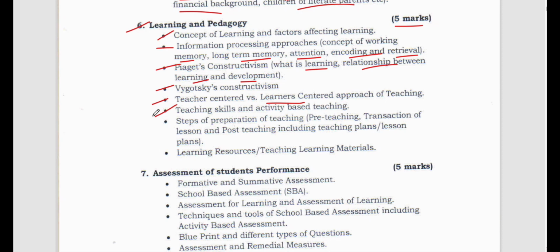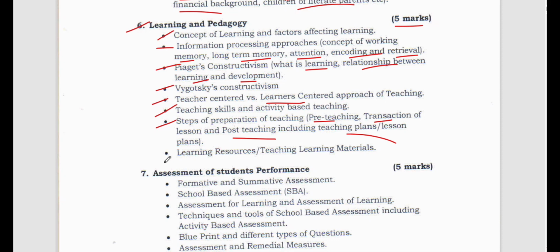Now, steps of preparation of teaching: pre-teaching, transaction of teaching, post-teaching, including teaching plans and lesson plans. As teachers, you know how to prepare, what to prepare, when to prepare. What is our pre-teaching? What is our plan for the day? What is our lesson plan? How to check the copies? Everything you know, right?